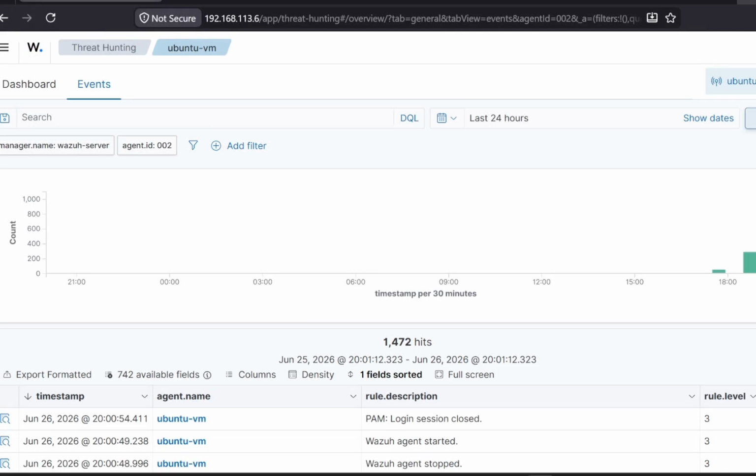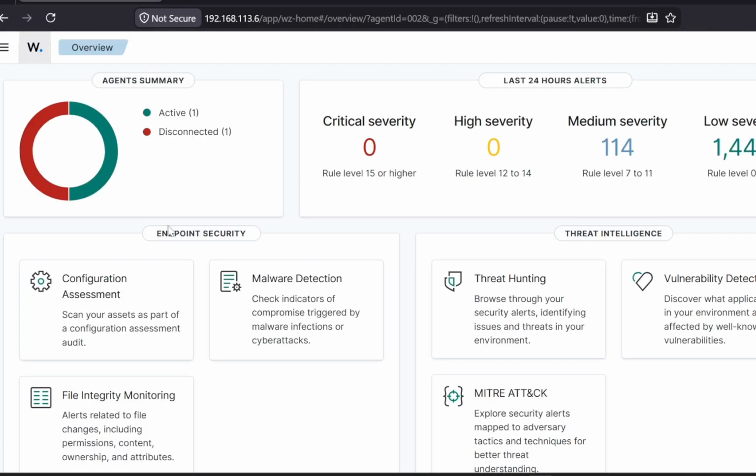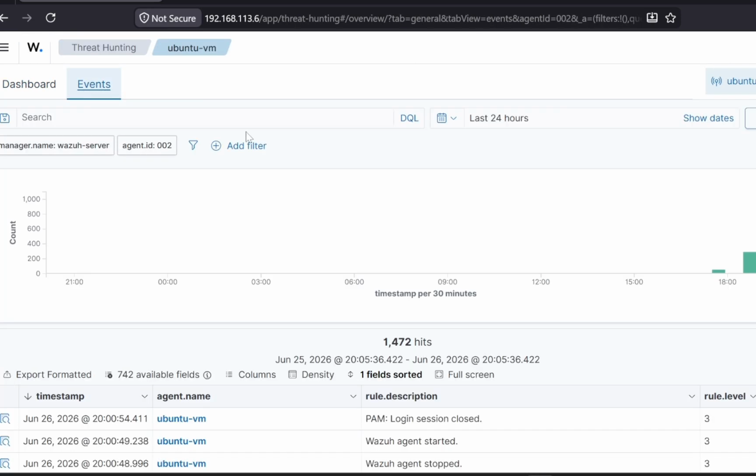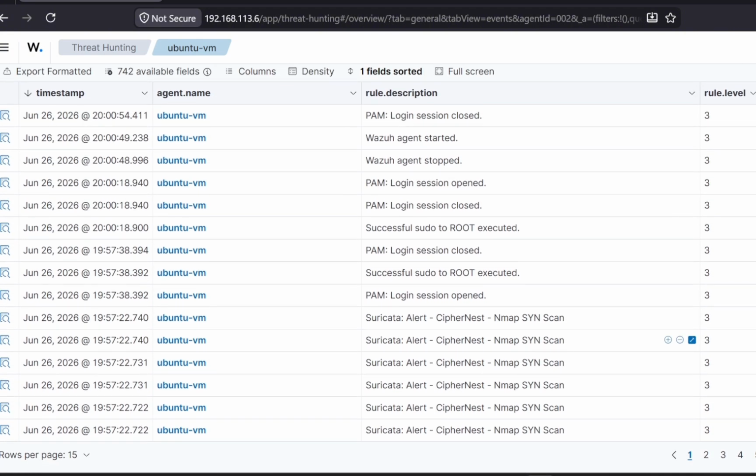Most people think cybersecurity starts when an alert appears. They are wrong. Cybersecurity starts long before that. It starts with visibility. Because if your systems can't see what's happening, you don't get an alert. You don't get a warning.